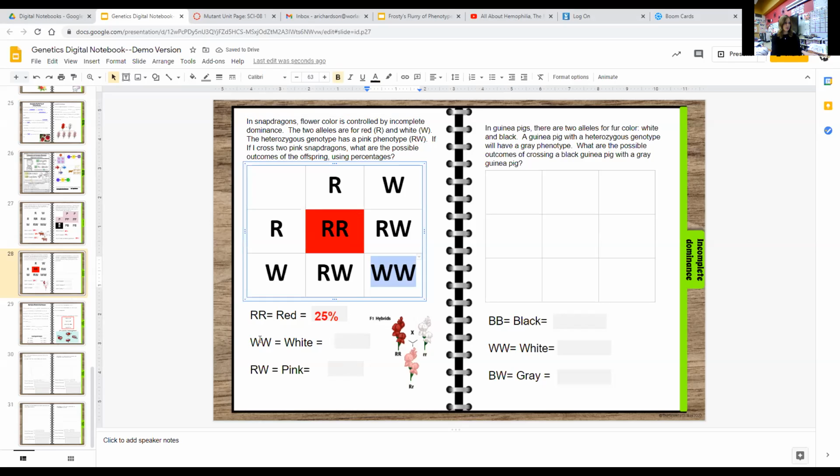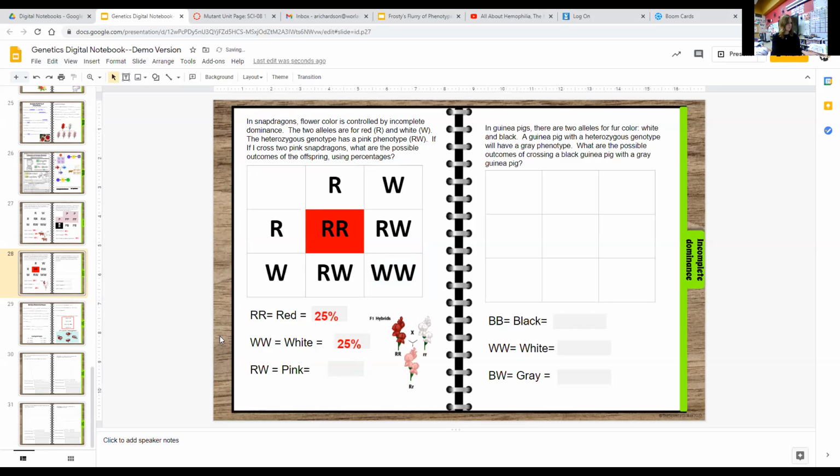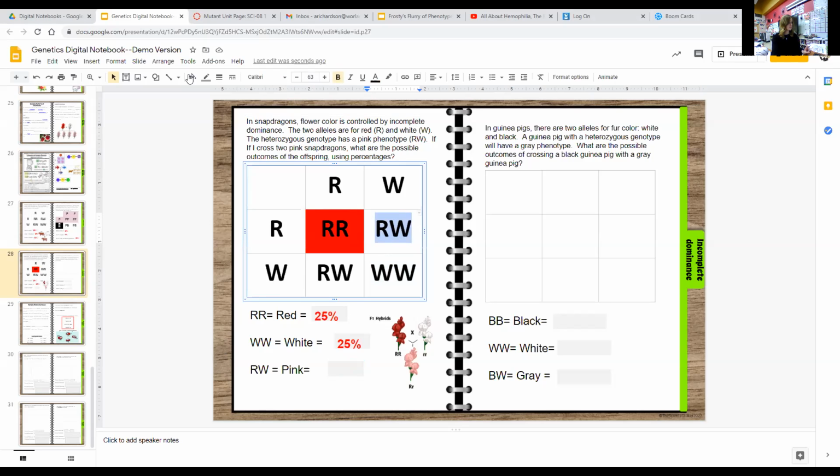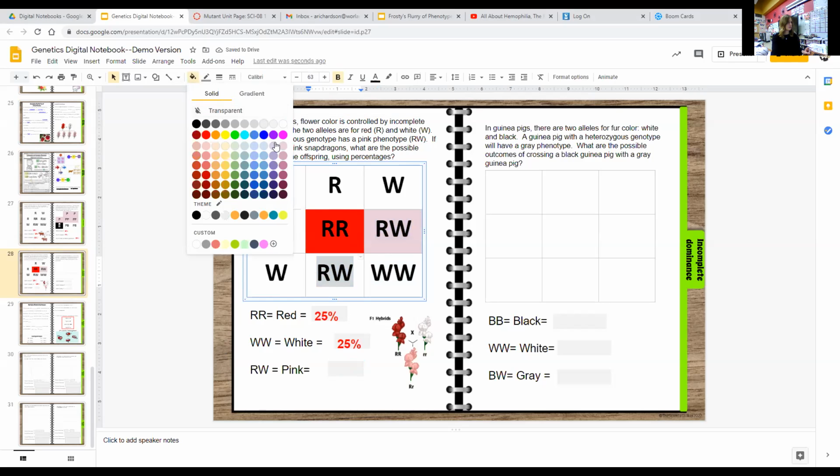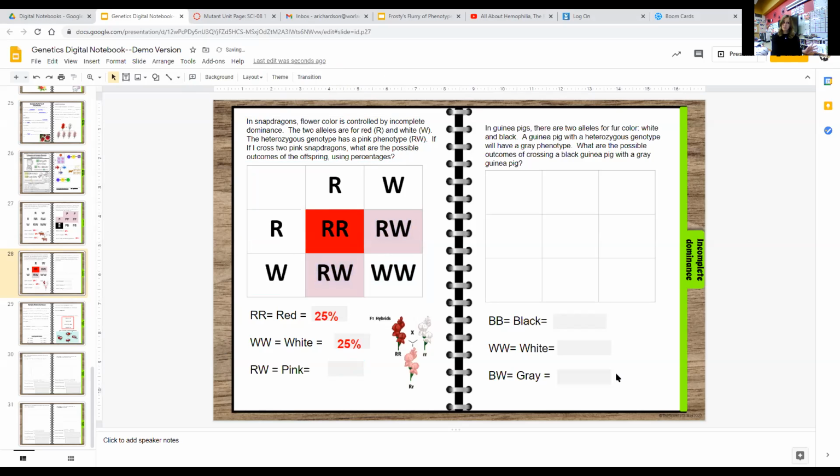White is this one right here, and there's only one that has two W's in it, so that's another 25%. And then RW, red plus white equals pink. So this one right here is pink, and this one right here is pink. So what's my percentage of pink flowers from this cross? Well, 50%. So if I breed two pink flowers together, I would expect that 25% of them would be red, 25% would be white, and 50% of them would be pink.